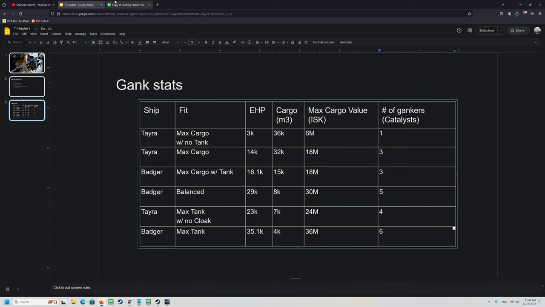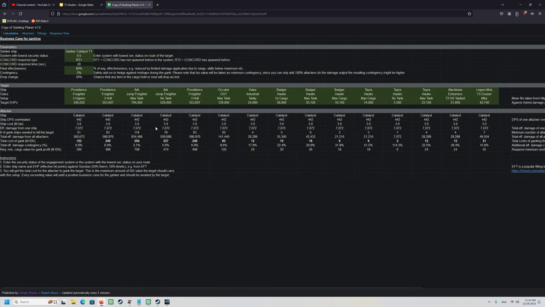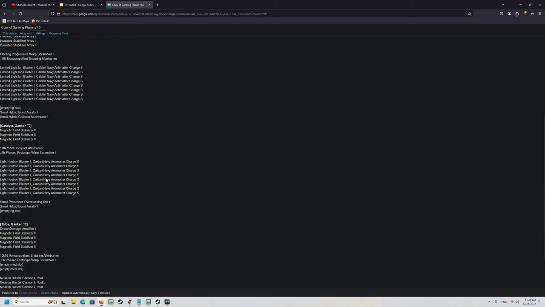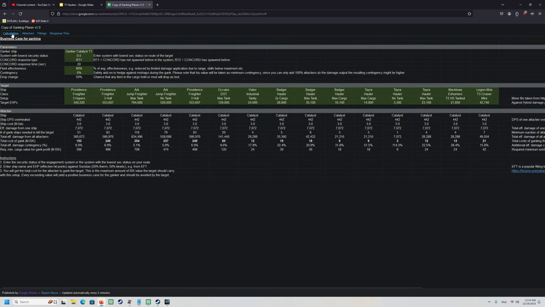And this is the ganking planner. I'll include a link to this in the description below. This is a sample calculator that gankers use to find out whether it's profitable to kill you or not. In this one, if you go across the tabs, you have fittings. These are fittings for the attackers. What I have selected here is a T1 Catalyst in a 0.5 security system. The Concord's not pre-spawned. Some of these right here are just modifiers.